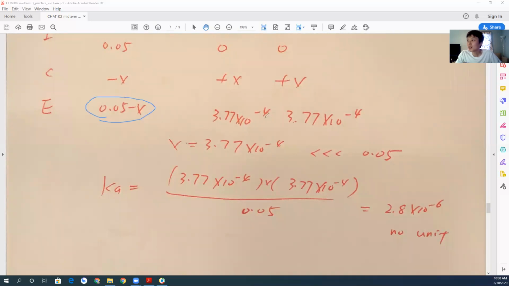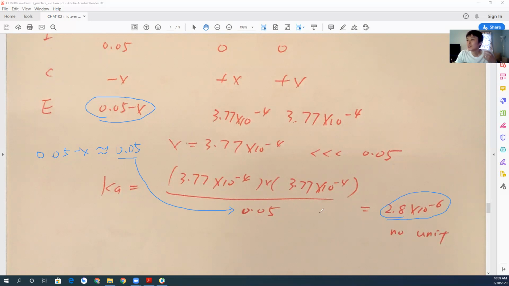Because I assume this is a weak acid, I assume this x is small. So I can say 0.05 minus x is approximately equal to 0.05, so I can use this only instead of 0.05 minus x. After you've done this and got the result, you have to do the justification.